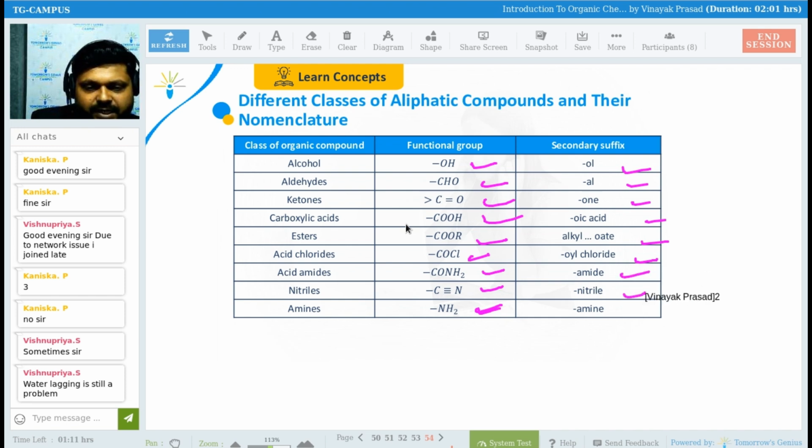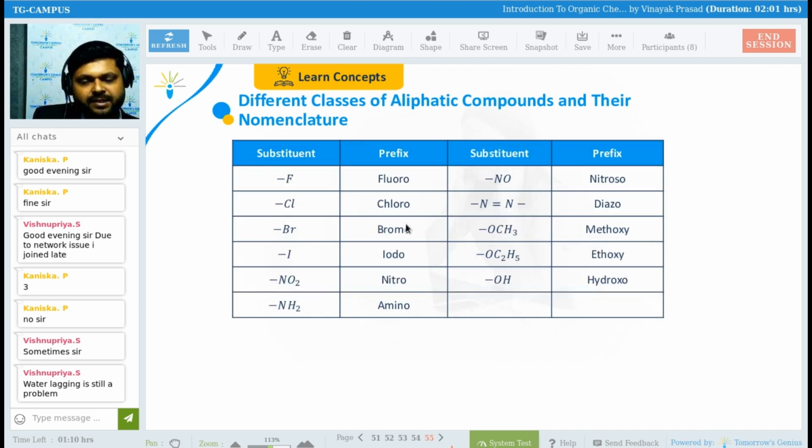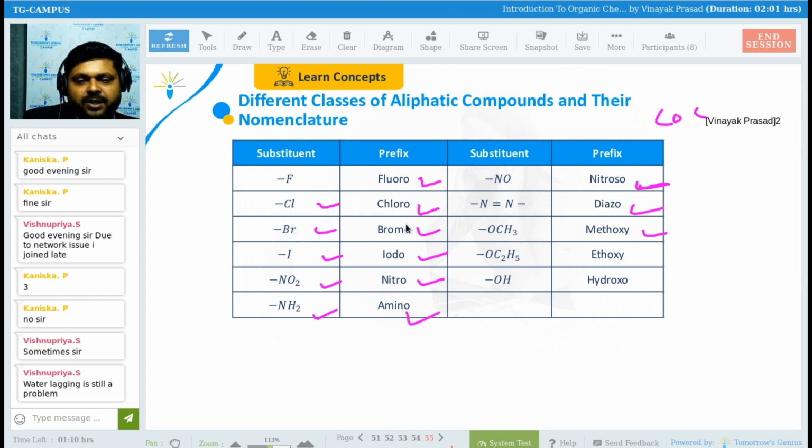For nitriles, it is nitrile. For amines, it is amine. So we will be using these prefixes in our nomenclature part. For F, that is fluorine, the prefix will be fluoro. For chlorine, chloro will be used. For bromine, bromo will be used. For iodine, iodo will be used. NO2, nitro will be used as a prefix. NH2, amino will be used as a prefix. NO, nitroso, N double bond N, diazo, and OCH3, methoxy.